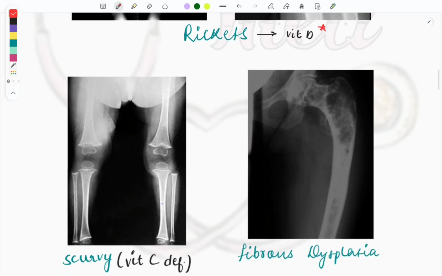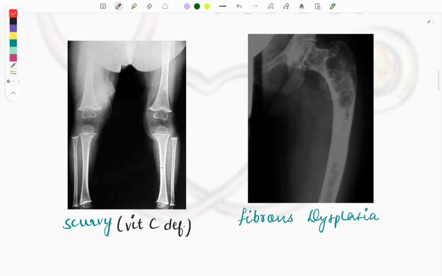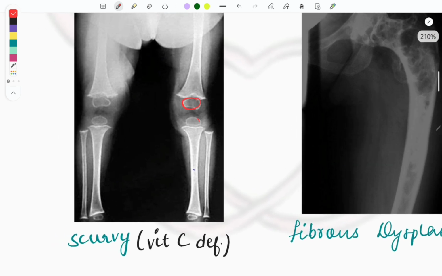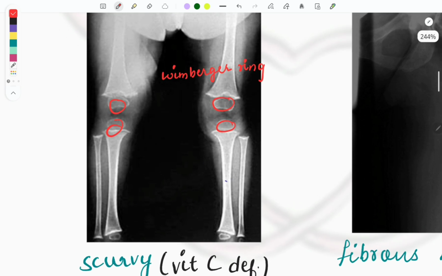Okay, then let's move to the next image, that is scurvy. This is seen in vitamin C deficiency. Vitamin C deficiency causes scurvy, and these are the manifestations. In scurvy you can see here these rings. These two rings are called Wimberger rings. You can also appreciate here a line like this one.